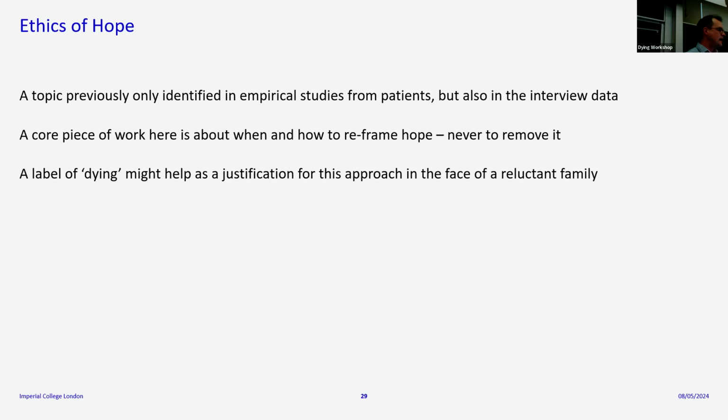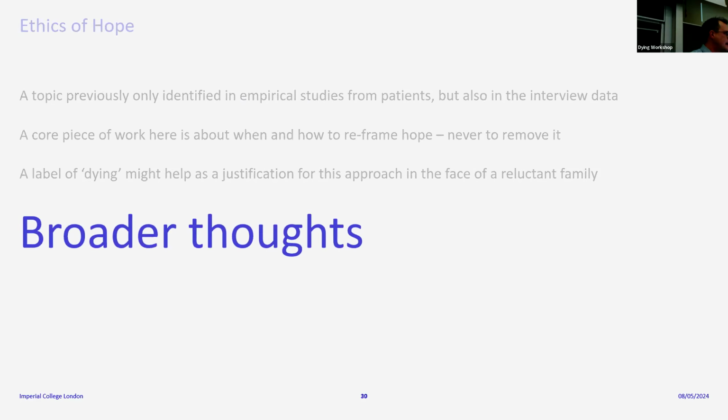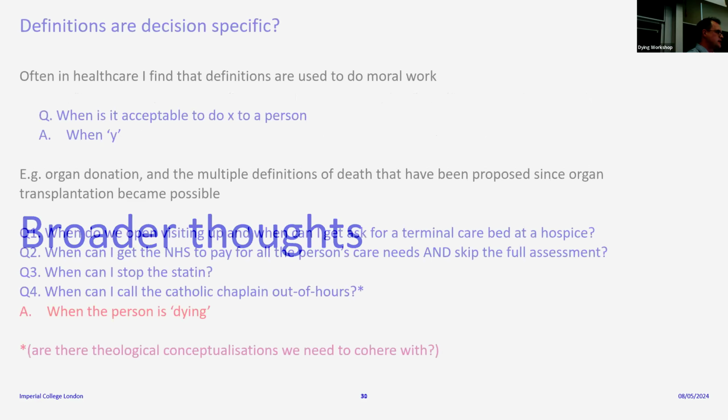And so maybe a label of dying might help explain why we've taken that approach, why we're doing that in our interactions with maybe a reluctant member of the family. But I don't think it's about taking hope away. I think the skill is around reframing it where you can, although I realize that's not always possible. And so that's the definition of dying and how it intersects with the data. And then a few final broader thoughts and then some questions.